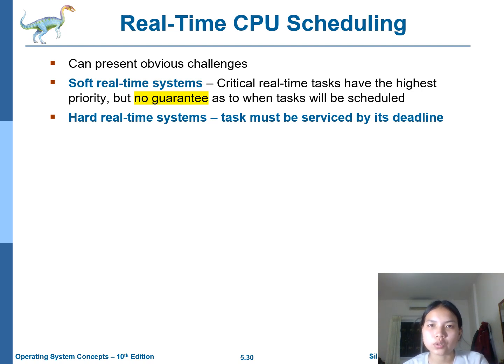Real-time CPU scheduling can present obvious challenges. Soft real-time systems: critical real-time tasks have the highest priority, but there is no guarantee as to when tasks will be scheduled. Hard real-time systems: tasks must be serviced by their deadline.